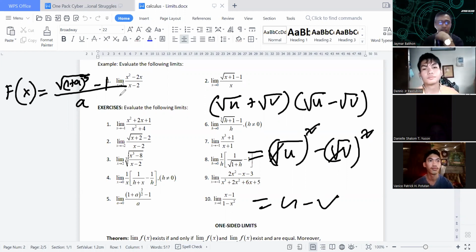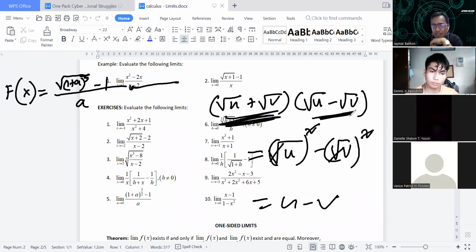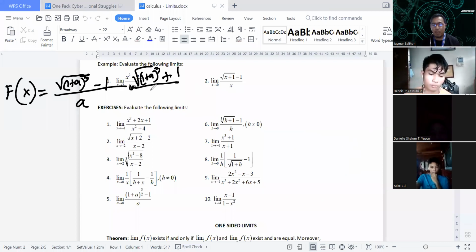Let us do it. We multiply by the conjugate. If it is plus, you will multiply by something minus, and if it is minus, multiply by something plus. So the same square root of 1 plus A quantity cube, but with plus 1 because it is the conjugate. We multiply the same expression below, so it should be the square root of 1 plus A quantity cube plus 1. This is exactly just 1, so multiplying it to the original function keeps it the same. They are equivalent.